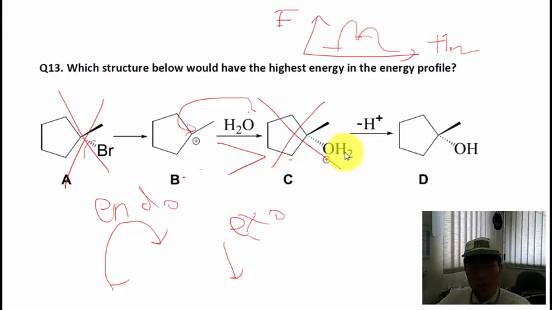Then next, C to D, it's just merely losing a proton. I know it's bond breaking, but the thing is, O plus, oxygen taking a positive charge, is not that stable. So to compare C and D relatively, D against B, we know that for D, all the atoms have noble gas configuration. But for B, this carbon here only has 6 electrons. It's not even an octet. So B would be the most unstable, which means the highest energy in the energy profile. So it's B.